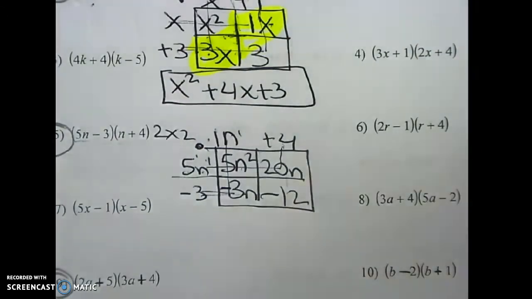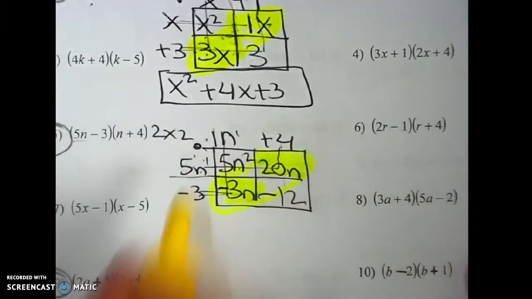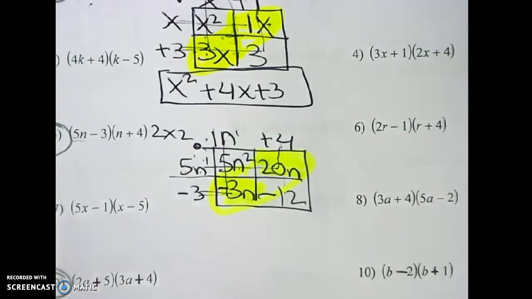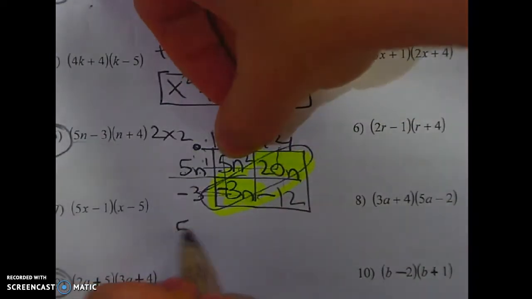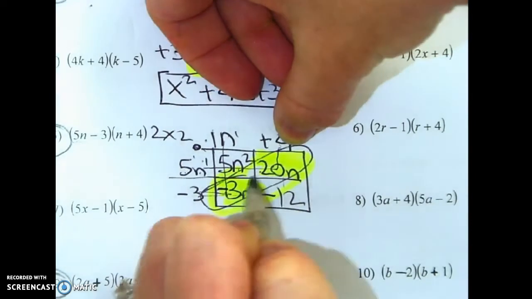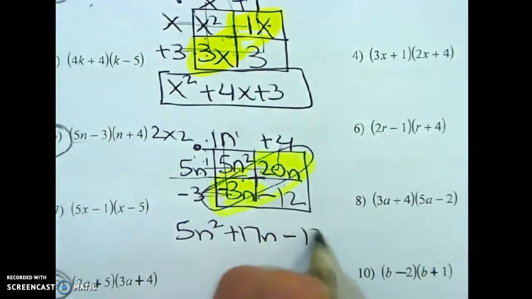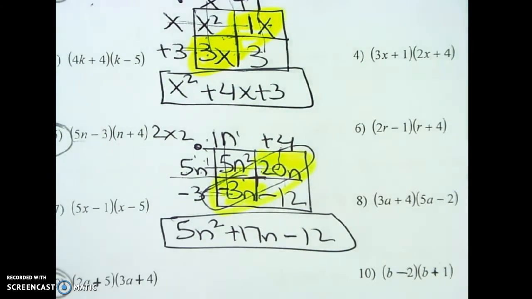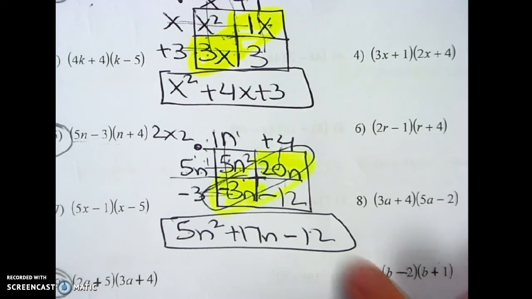As I said previous, the diagonals 99.999% of the time, I'm going to circle them like that, will be exactly the same. You don't need to highlight, just circle it, okay? Bring down the first one. Then go 20 minus 3, or plus negative 3, is positive 17n, and then minus 12. And that's it. Bring down the first one, bring down the last one, these two put together.